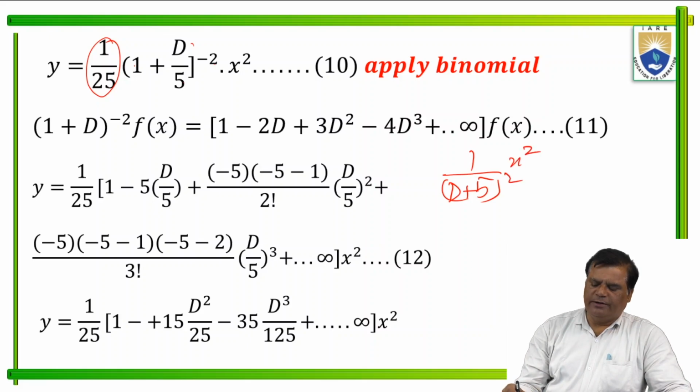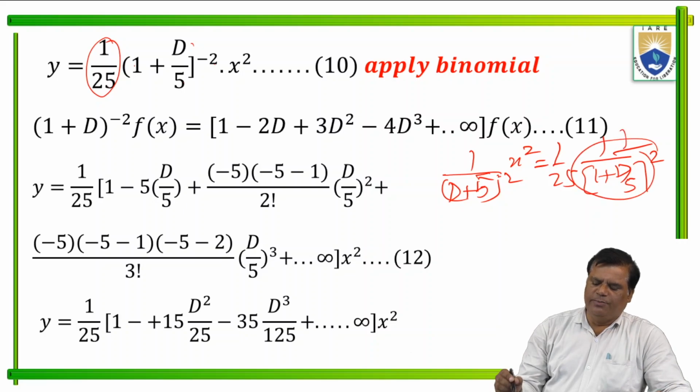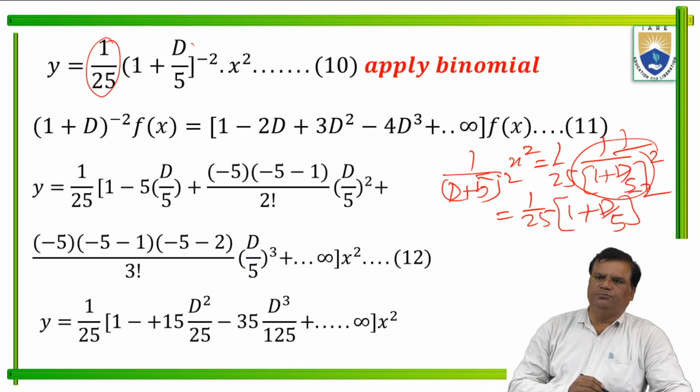Okay, x square. So I am writing here 1 upon 25. Here 5 is common, so the square also comes out: 5 square is 25. So I am writing here 1 plus D by 5 whole square. This term I am writing in the numerator, so 1 upon 25 and this 1 plus D by 5 whole to the power minus 2.